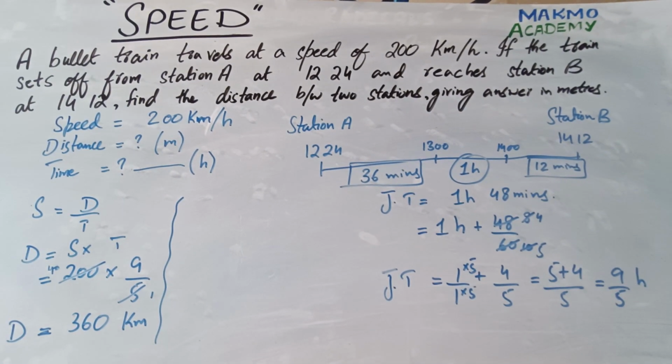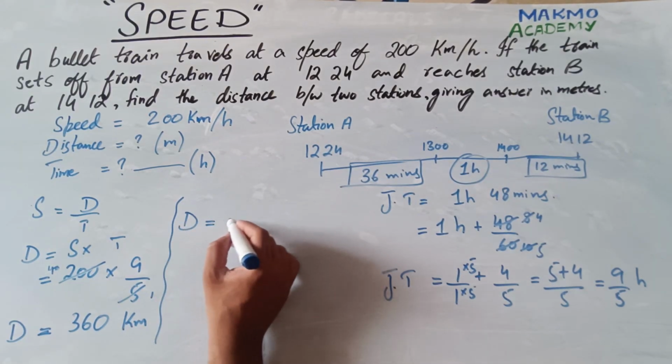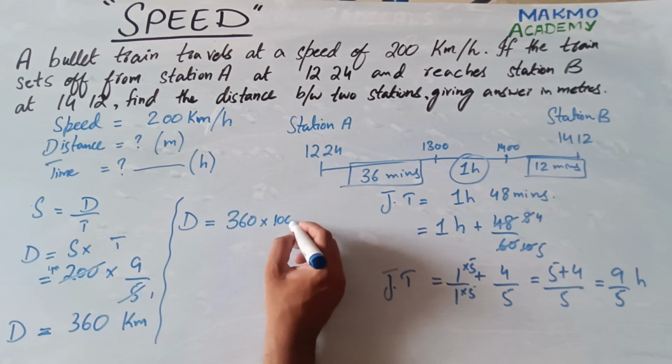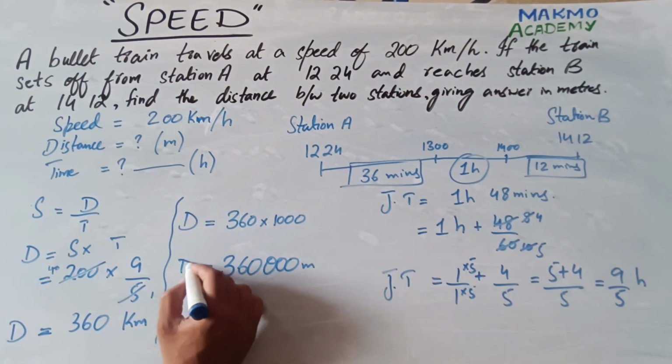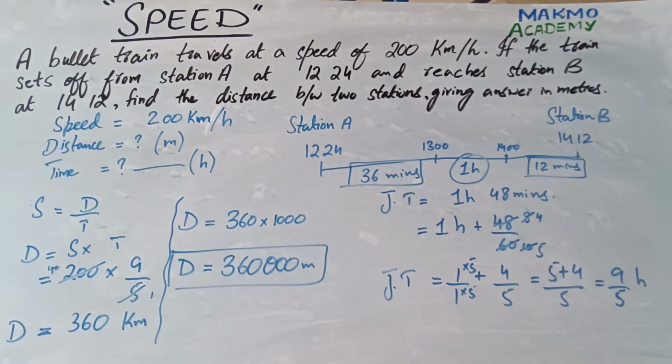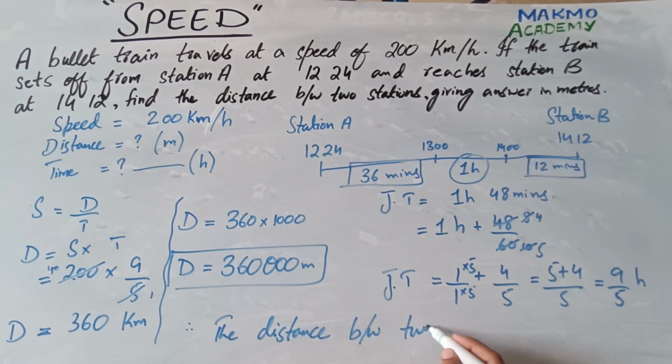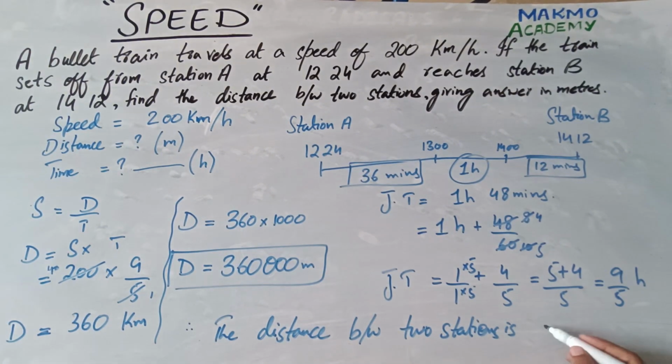Now we got the answer in kilometer, but we want to give the answer in meters. So now what we will do to convert it into meter, we will multiply distance simply by 1000. So the final answer would be 360,000 meters. So I hope you have understood, and you can give the answer in the statement form. Find the distance between the two stations. Therefore the distance between two stations is 360,000 meters.